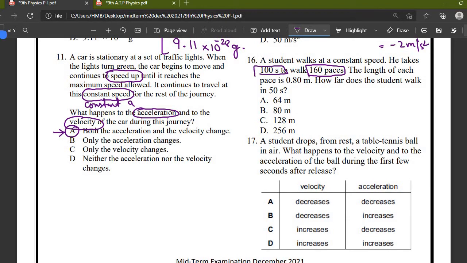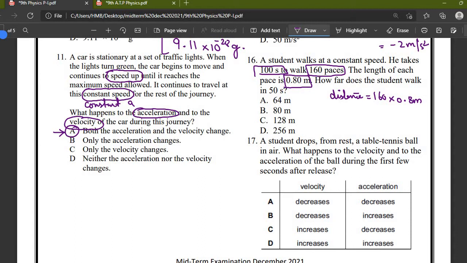And the length of each step is 0.8 meter. And the boy has taken almost 160 steps. So total distance covered will be equal to the number of steps, that are 160, multiplied by the length of one pace. And the time taken is 100 seconds.